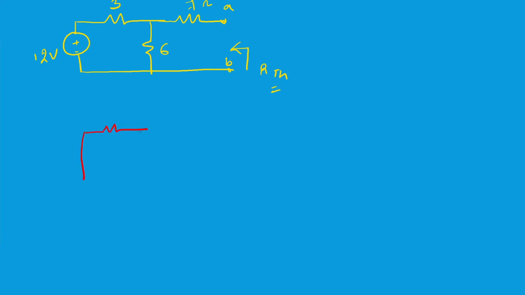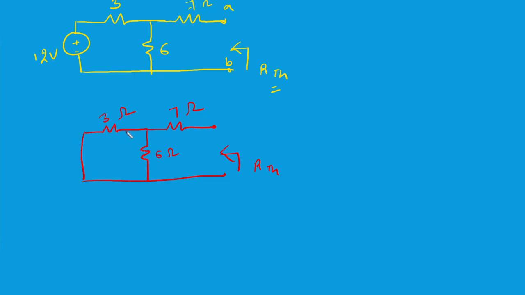Then I have a 3 ohms resistor and then a 6 ohms resistor. Then a 7 ohms resistor is here. Now I have to simply find out what the Thevenin's equivalent is here. You can see that this 3 ohms resistor and the 6 ohms resistor are in parallel. Are they parallel or not? Yes, both of them are in parallel.